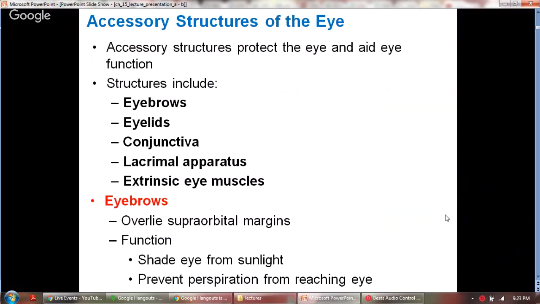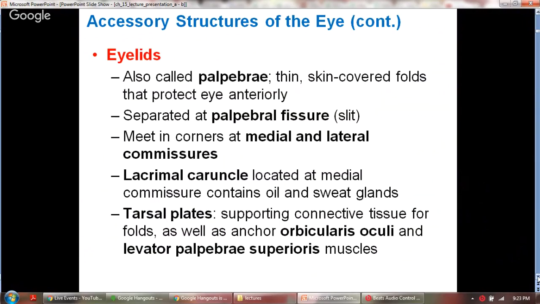And let's look at these structures a little bit more. Eyebrows overlie the supraorbital margins, and their functions include shading the eye from sunlight and preventing perspiration from reaching the eye. The eyelids, also called palpebrae, are very thin, skin-covered folds which protect the eye anteriorly. They are separated at the palpebral fissure, and they meet in corners at the medial and lateral commissures.